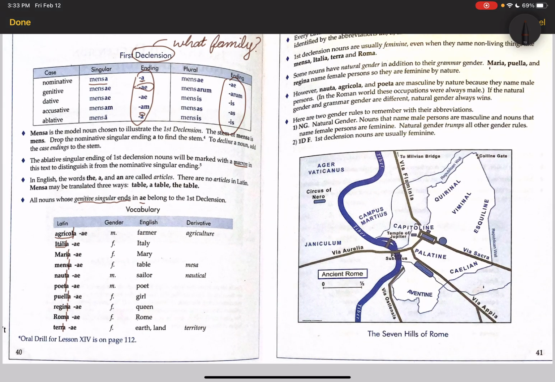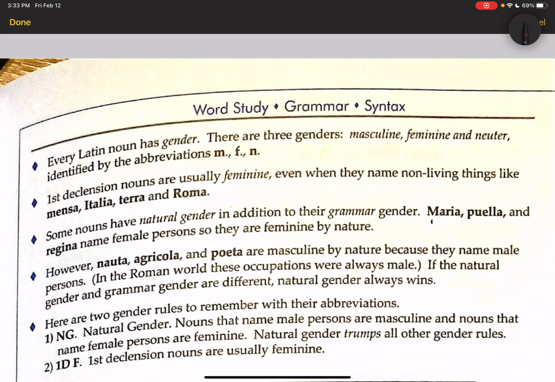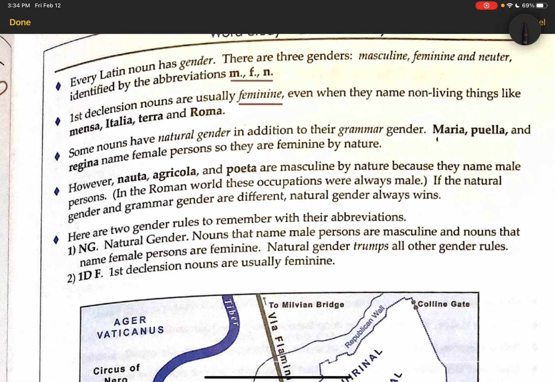All right, another rule we learned was that every noun has one of three genders. The three genders are masculine, feminine, and neuter. And you abbreviate them by just writing the first letter of the words, M, F, and N. First declension nouns are usually feminine, and that's the gender rule for the first declension. The way that is put is right here. 1DF means first declension nouns are feminine.